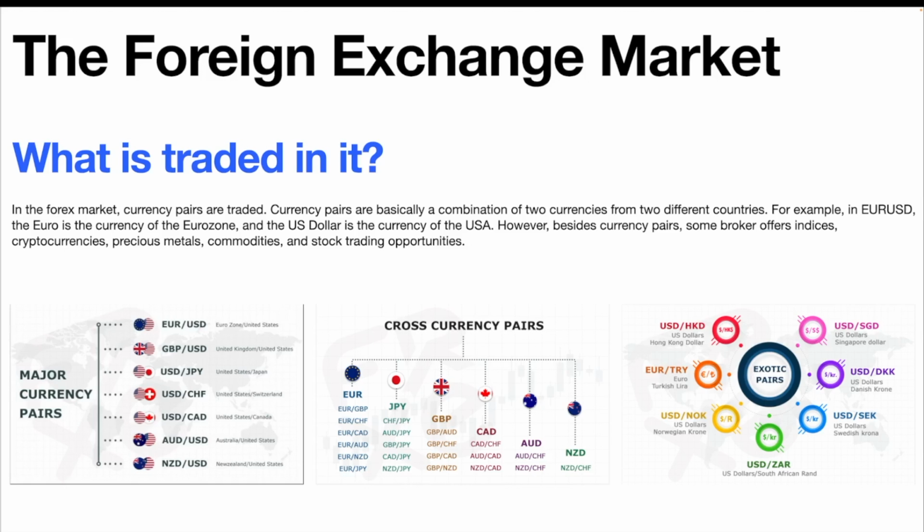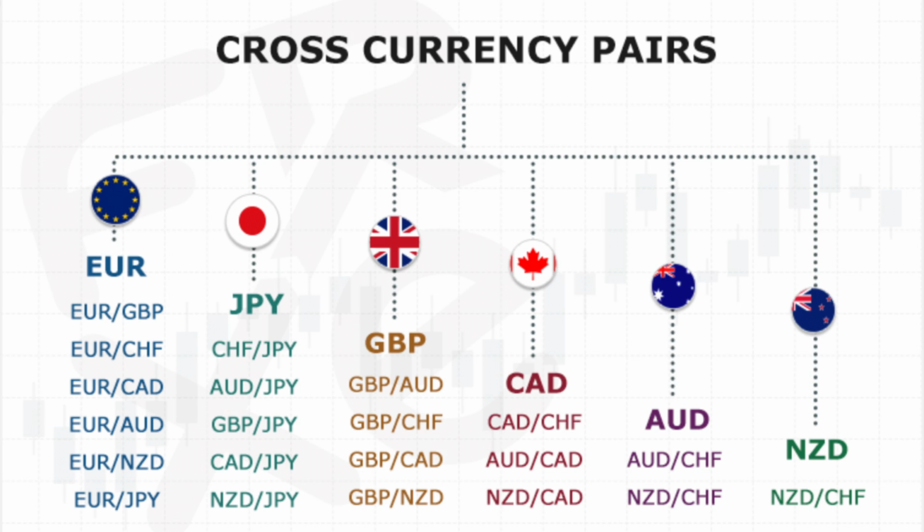When you mix and match currency pairs that are not USD, those are considered cross-currency pairs. For example, the euro versus the Canadian dollar, the euro versus the Australian dollar, the Australian dollar versus the Japanese yen, the Great Britain pound versus the Australian dollar. When you mix and match any of these currencies, these are considered cross pairs. Why? Because they don't include the US dollar.